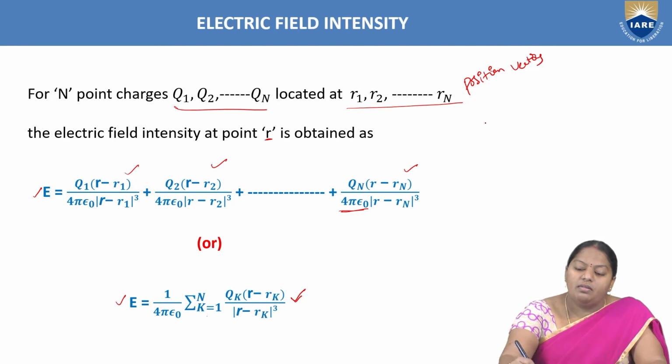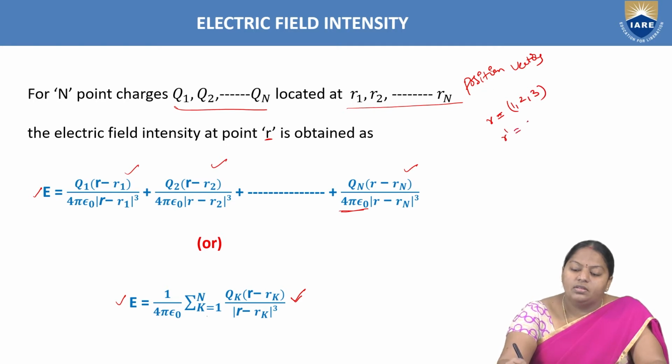Suppose we have one position vector r, let it be located at (1, 2, 3), and r dash is located at (2, 3, 4). Then how will we find the distance between these two? First, r minus r dash is equal to what? What is r here? 1, 2, 3 means these are the component values given. Let it be ax, ay and az, and here also ax, ay, az.